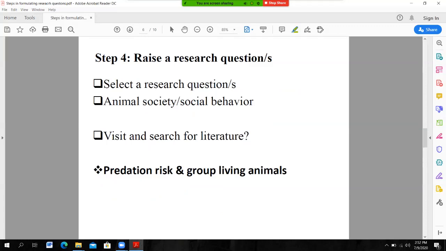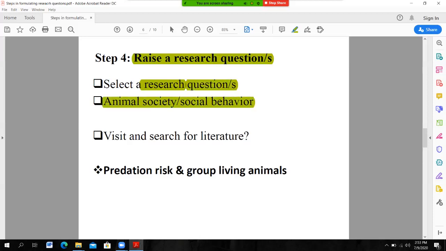So after selecting a research area, step 4 is to raise or formulate a research question. So in the fourth step, it is important that the researcher must select a research question in the area of animal society or social behavior. But here two things are very important. Once you have selected a sub area for the research study, then visit and search for the literature. This is very important.